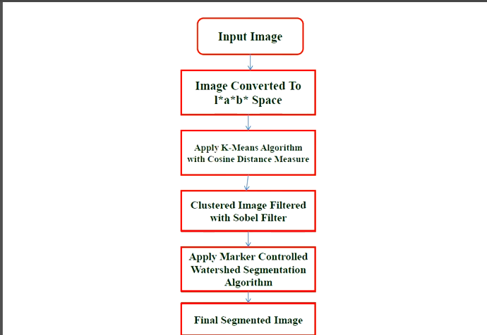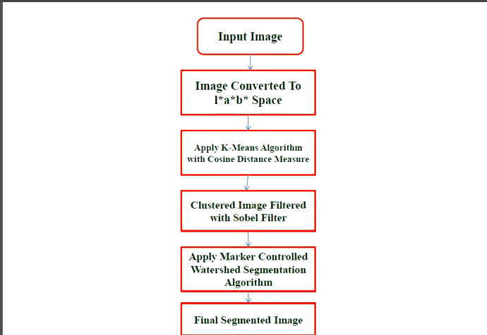Here we are using the k-means clustering algorithm to cluster the pixels of the L*a*b* converted image. Now we try to filter this clustered image with the Sobel filter. The Sobel filter is a gradient-based filter, and we use it to mark the edges. We apply the Sobel filter to detect the edges of the clustered image, so the edges will be distinctly detected and clear.